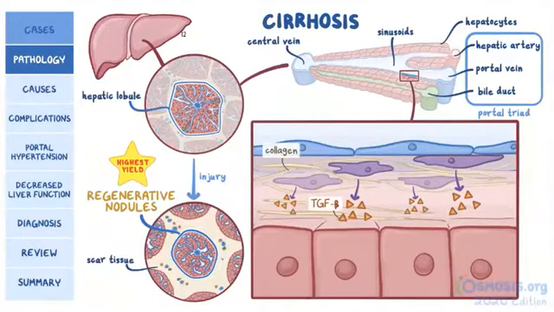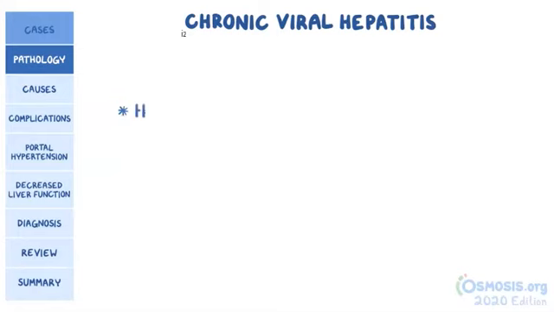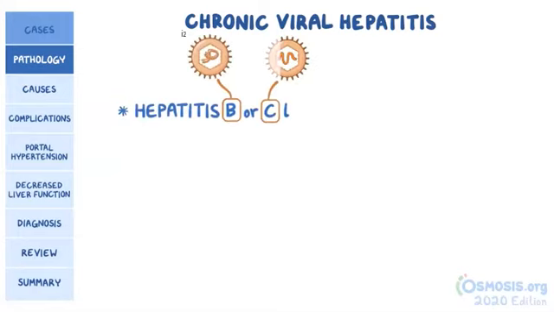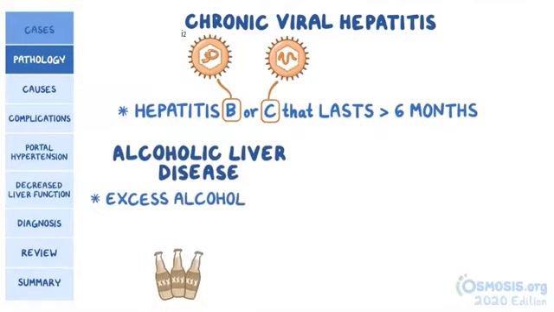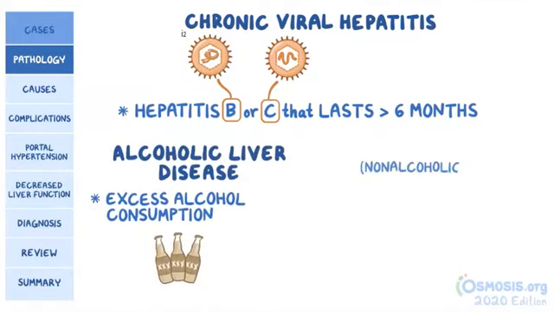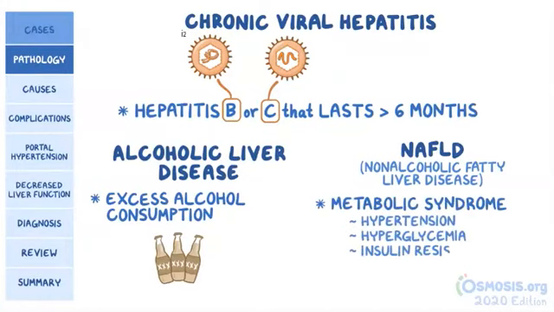Okay, now let's look at some of the causes of cirrhosis. First off, there's chronic viral hepatitis, which is usually due to a hepatitis B or C infection that lasts for over 6 months. Next, there's alcoholic liver disease, caused by excessive alcohol consumption, and non-alcoholic fatty liver disease, or NAFLD, caused by metabolic syndrome, which consists of hypertension, hyperglycemia, insulin resistance, and dyslipidemia.